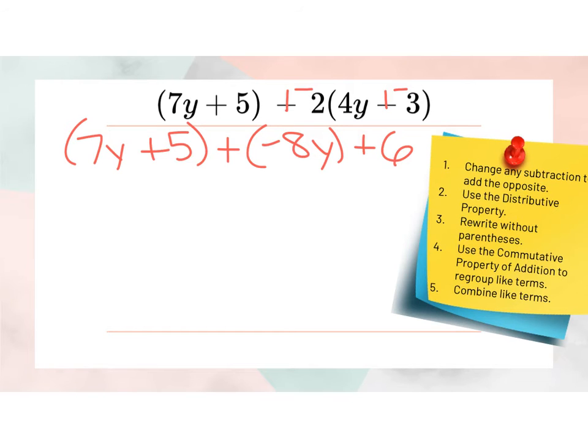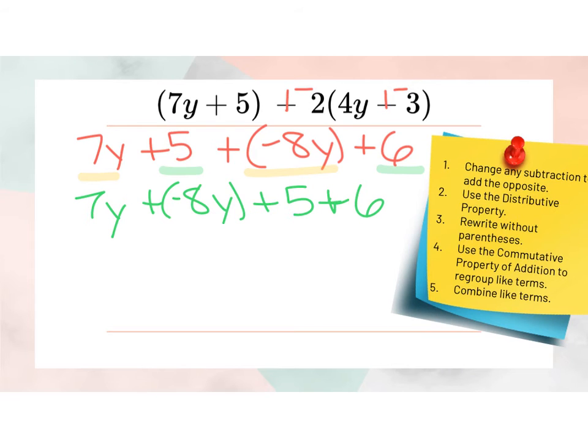Find like terms. I actually do not need these parentheses. So we've got 7y and -8y, same variable raised to the same power, and 5 and 6. 7y plus -8y plus 5 plus 6, and combine. 7y plus -8y is -1y. Typically, if the coefficient is 1, we don't write it, so this would just be -y plus 11.